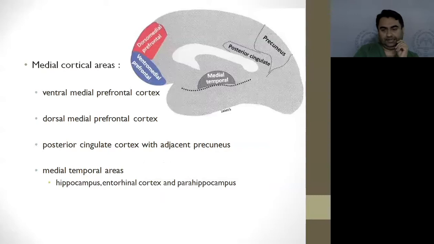Now, these are schematic diagrams. The medial cortical areas that are part of the DMN are, I'm sorry, I don't have a better pointer than this, okay. It involves the dorsomedial prefrontal, the ventromedial prefrontal cortex, the posterior cingulate with the adjacent precuneus, and the medial temporal areas. Mind you, there are two schematic diagrams of the brain which will be shown in this lecture. Where you see this is the medial aspect, and where you see it without this is the lateral aspect. Simple schematic. The medial temporal areas that are also part of the DMN are the hippocampus, the parahippocampus, and the entorhinal cortex.